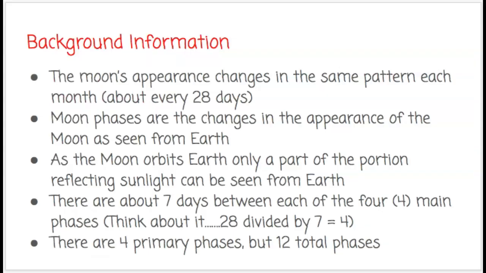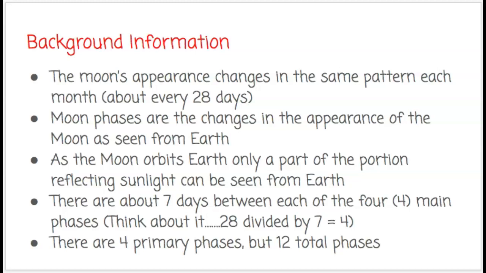Here's some background information. The moon's appearance changes in the same pattern each month, which is about every 28 days. Moon phases are the changes in the appearance of the moon as you can see them from Earth. So just as we can living our normal day-to-day lives. Then as the moon orbits Earth, only a part of the portion reflecting sunlight can actually be seen from Earth.